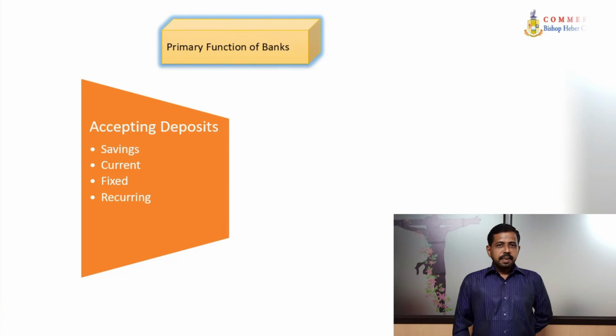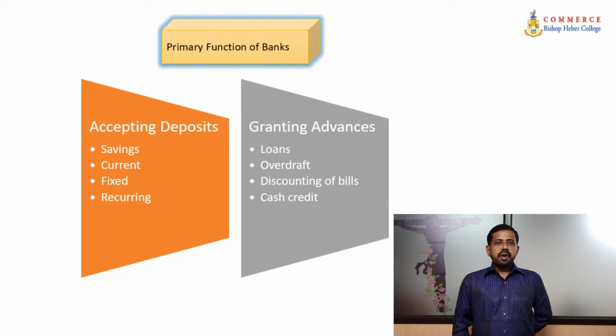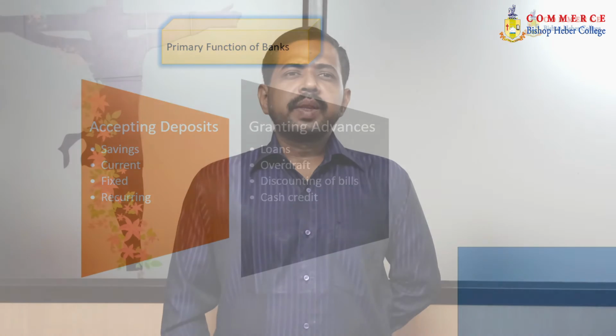Next part of primary function is granting of advances. The deposits received by banks are not allowed to remain idle. So, after keeping certain cash reserves, the balance is given to needy borrowers and interest is charged from them, which is the main source of income for these banks. Commercial banks grant loans in the form of overdraft, cash credit and discounting bills of exchange.